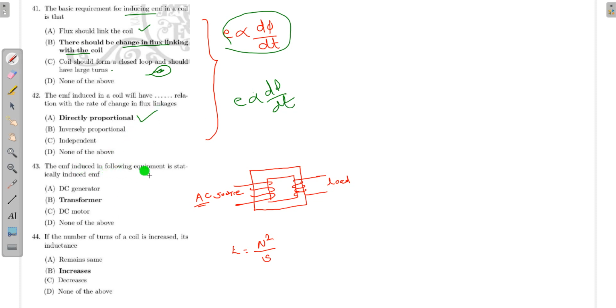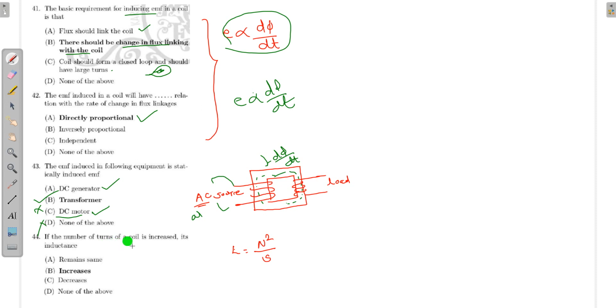EMF induced in which of the following equipment is a statically induced EMF? Generator, it is moving, so it is a dynamically induced EMF. DC motor is an application of force, so there is no question of EMF induction. So this option is itself wrong, as is none of the above. But in the transformer we are applying the AC source. The AC source has alternating current. Alternating current will produce alternating flux, that is d phi by dt, change in the flux. That change in flux is linking with another coil. There is no moving part in the transformer, hence it is a statically induced EMF.